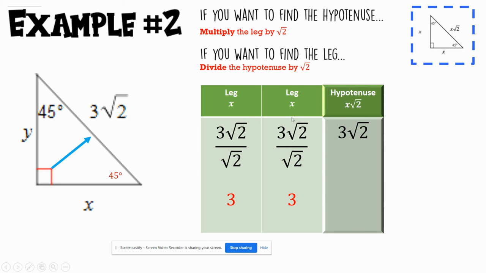Now I'm working backwards. I want to find what the leg is. If I want to find the leg, I'm going to divide the hypotenuse by the square root of 2. So I take this whole side length, you can see it right here, divide it by the square root of 2. And the radicals, anytime you have something divided by itself, it's going to cancel to be 1. And 3 times 1, the legs are each 3. So I've got 3, 3, 3 square roots of 2.